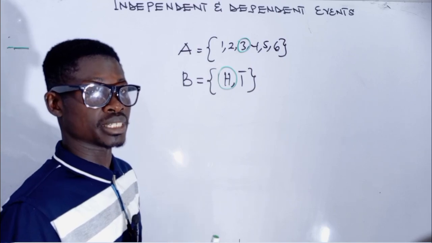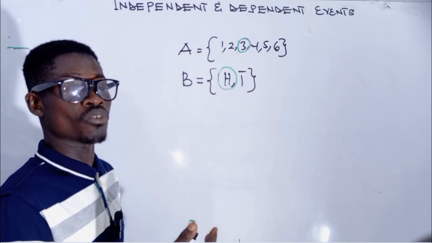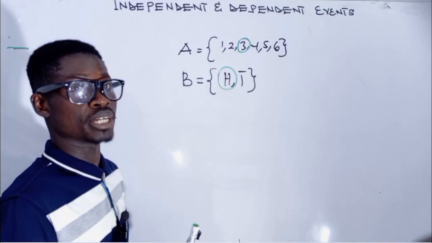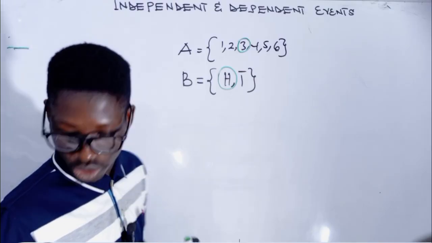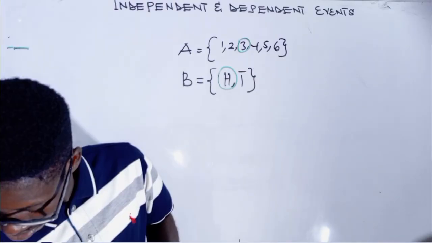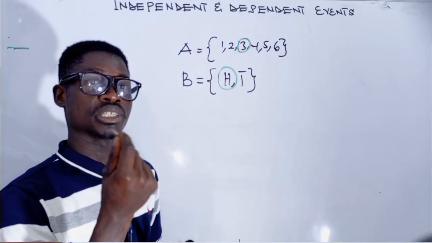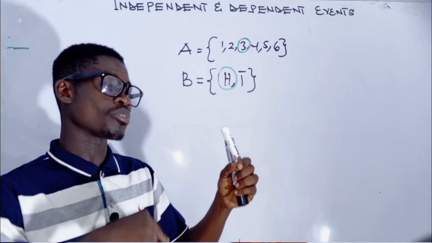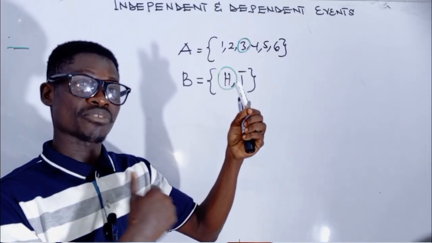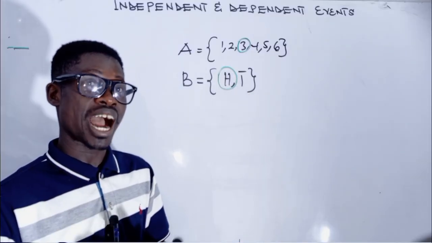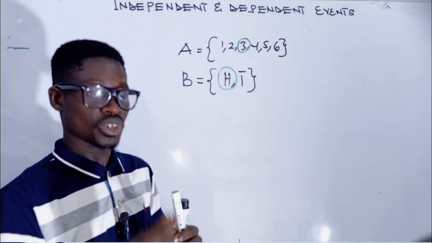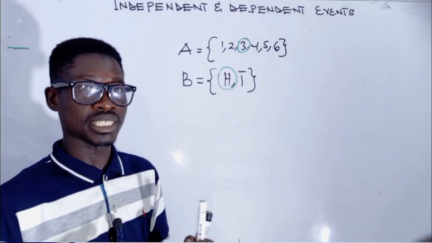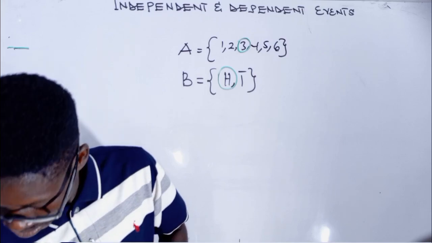Another example of an independent event is the roll of a die 2 times or the toss of a coin 2 times. So when we toss a coin 2 times, on the first toss of this coin, the outcome from this does not affect the probability of the outcome of the second toss. So we can say that tossing a coin 2 times is an independent event.